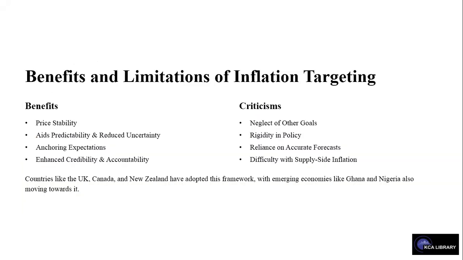What then are the benefits and limitations of inflation targeting? As for the benefits, it aids price stability. It also aids predictability and reduced uncertainty. It is also used to anchor expectations, and it helps to enhance credibility and accountability. As for the limitations or criticisms, it is criticized for neglect of other goals, rigidity in policy, its reliance on accurate forecasts, and the difficulty with supply-side inflation. Countries like the UK, Canada, and New Zealand have adopted this framework, with emerging economies like Ghana and Nigeria also moving towards it.